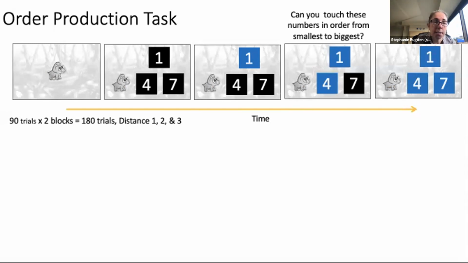You can see that specifically in the child task, once they touched a number, it changed color and made a sound, so they could remember which ones they pressed.